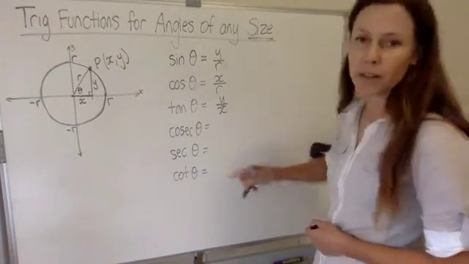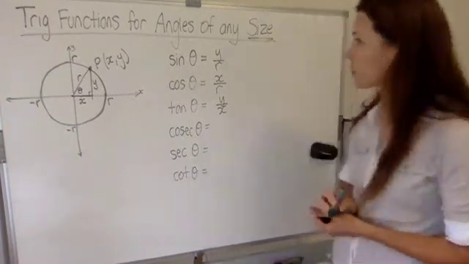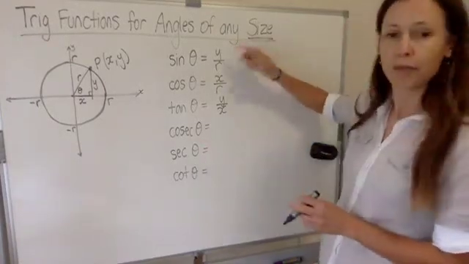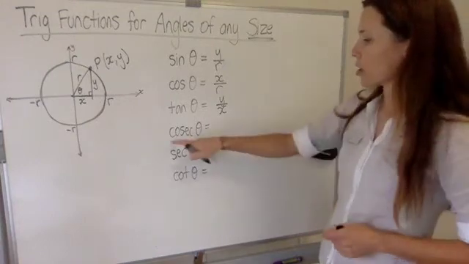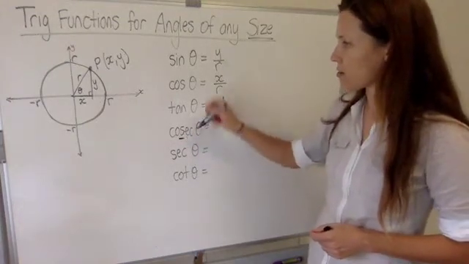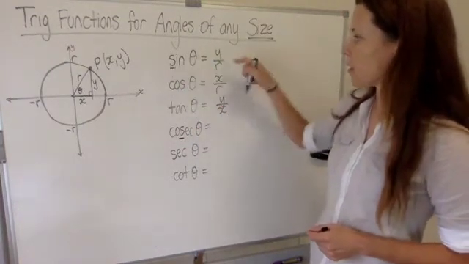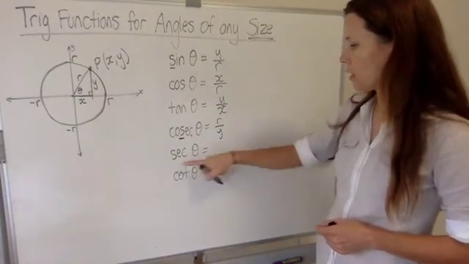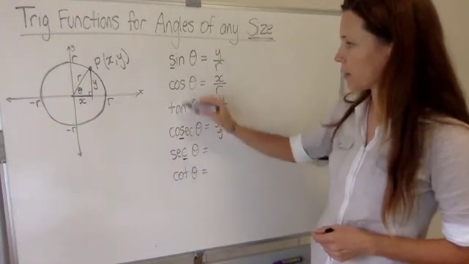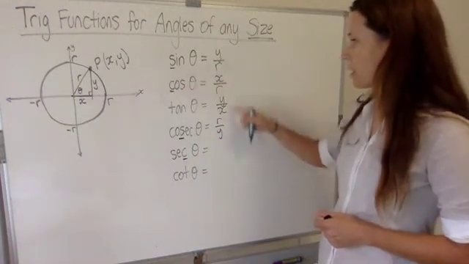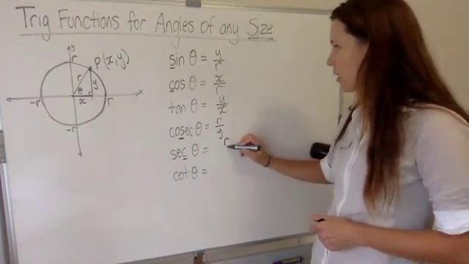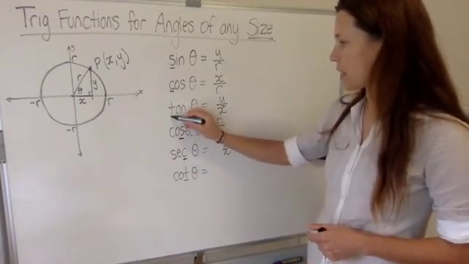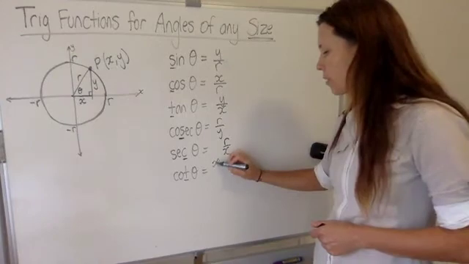And then to find these three reciprocal functions, we literally just take the one that's associated with it and flip it upside down, don't we? So cosec, third letter s, it's related to sine. So instead of y over r, it will be r over y. Sec, third letter, it's related to cos, remember? So instead of x over r, we'll have r over x. And cot is related to tan, so instead of y over x, we have x over y.